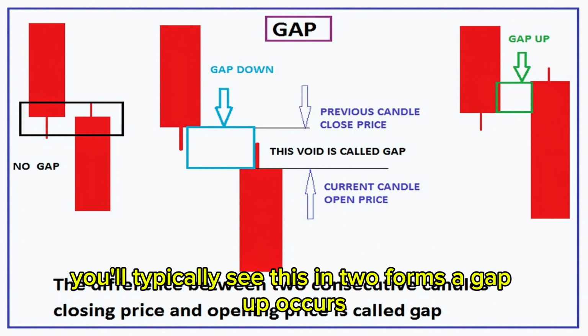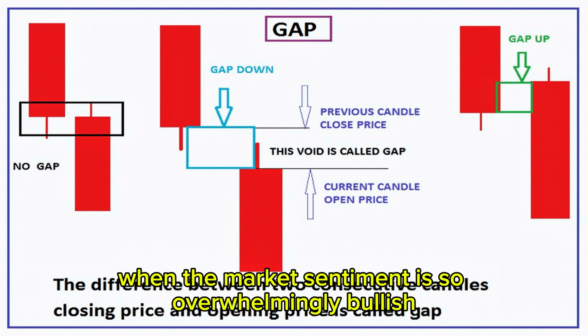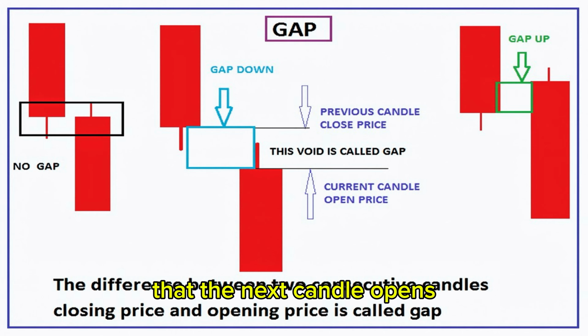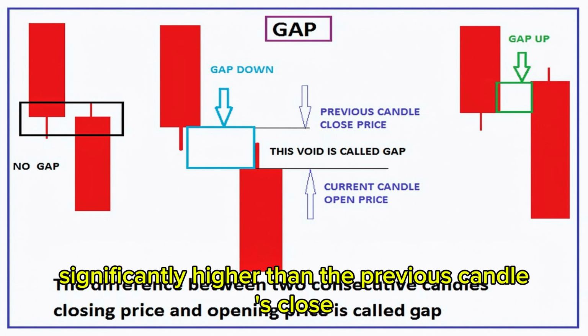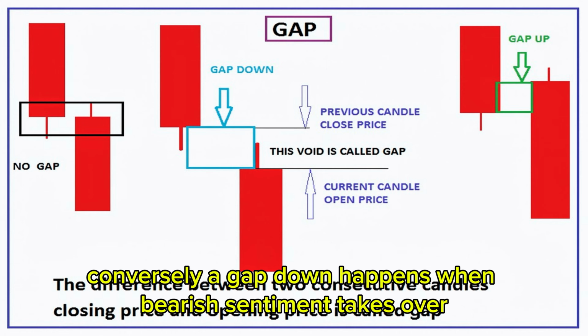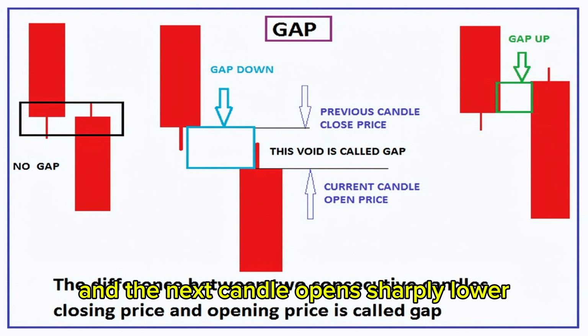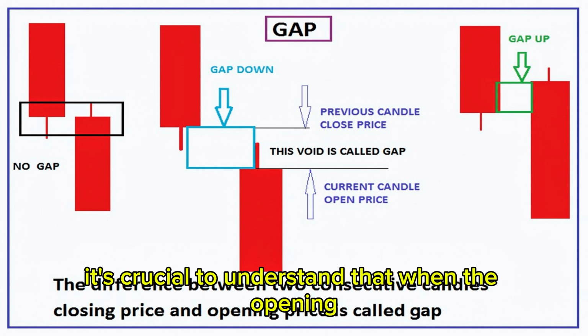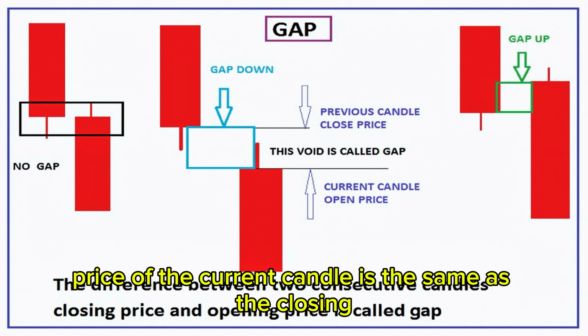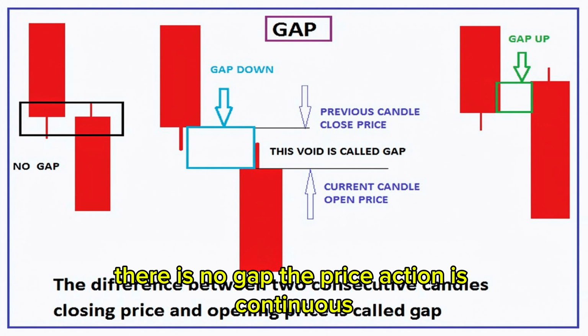You'll typically see this in two forms. A gap up occurs when the market sentiment is so overwhelmingly bullish that the next candle opens significantly higher than the previous candle's close. Conversely, a gap down happens when bearish sentiment takes over, and the next candle opens sharply lower. It's crucial to understand that when the opening price of the current candle is the same as the closing price of the previous one, there is no gap. The price action is continuous.